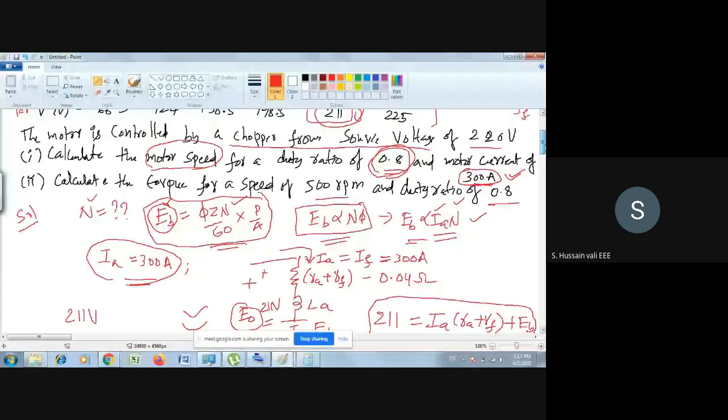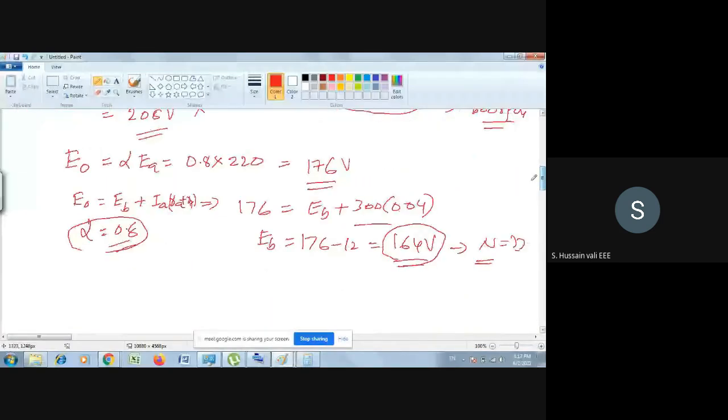Then we will go ahead with this now. EB is proportional to IA into N. Then EB1 by EB2 is equal to IA1 by IA2 into N1 by N2. Now one important thing you must understand here is that IA1 is equal to IA2.